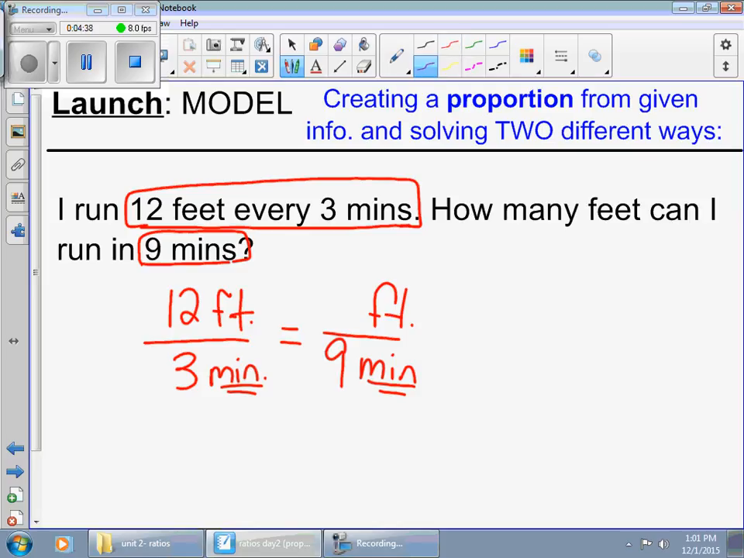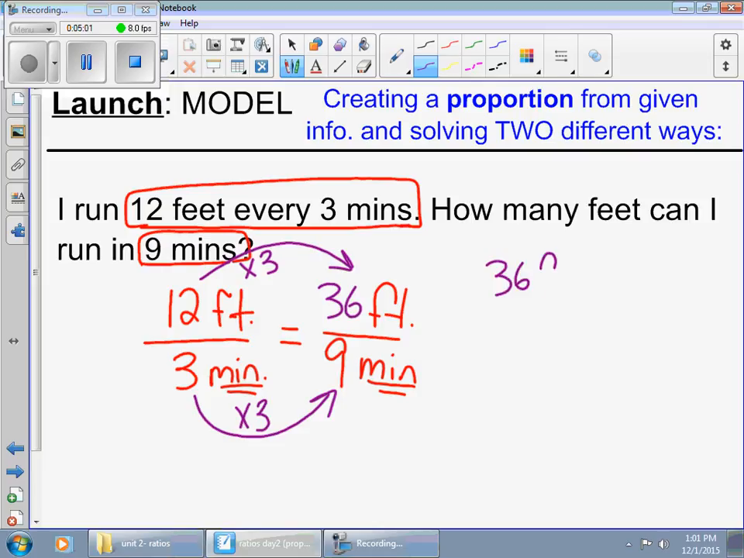Now if I set up this proportion from the given information, there are 2 different ways that I could solve this. One way is looking at the relationship from one denominator to the other and just repeating that relationship up top. To turn a 3 into a 9, I have to do times 3. So if I did times 3 up top, 12 times 3 would give me 36 feet. So it looks like I can go 36 feet every 9 minutes.